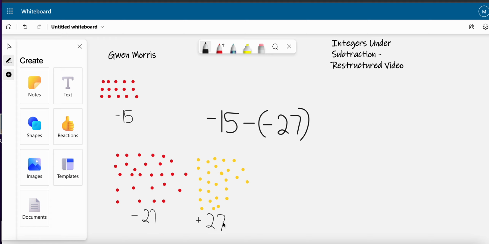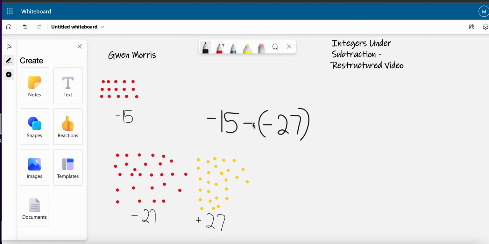Now these two parts together equal 0: a negative 27 and a positive 27, because each of these basically is the inverse. The red is the inverse of the yellow, so basically they make 0 or cancel out. So essentially we could say this whole big area here is 0. So I have my negative 15.